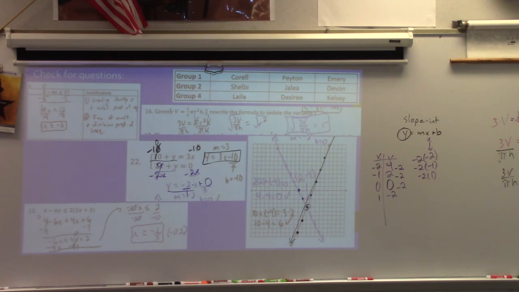We haven't talked about it a lot, it won't be on your test, but this is something to pay attention to. What's a root? Y'all about to say root. The square root, specifically, right? The square root will cancel out that square, so the square root of 3V divided by pi h is equal to r. It's a fun answer.